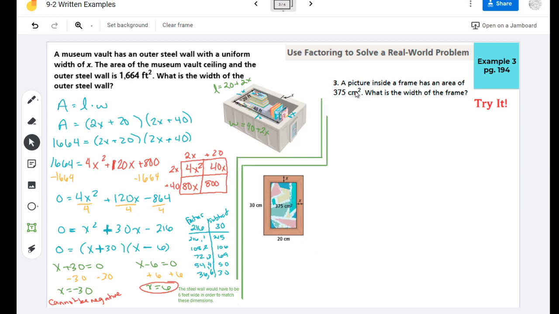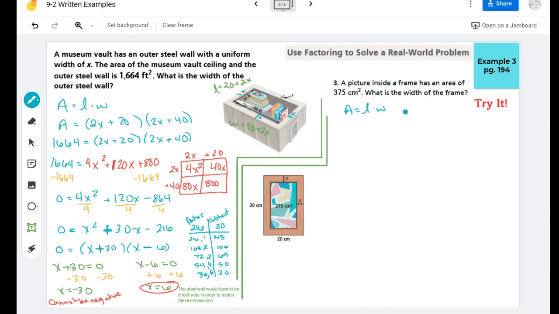So for the triad, it says a picture inside of a frame has an area of 375 centimeters squared. So this is just in here is a 375. So notice on the last problem they gave us the outside area. Now they're giving us the inside area. Okay? And they want us to find the width of the frame. So I'm still using that area formula, that the area equals the length times the width.